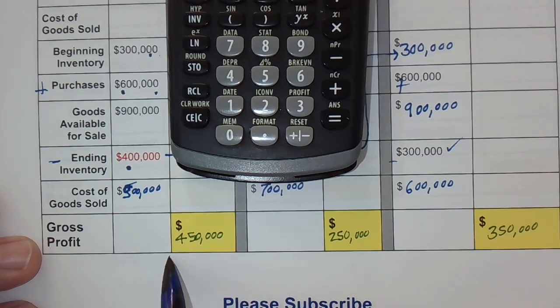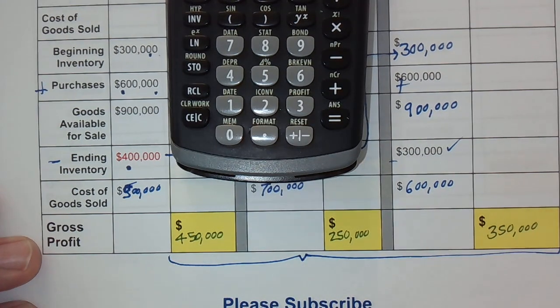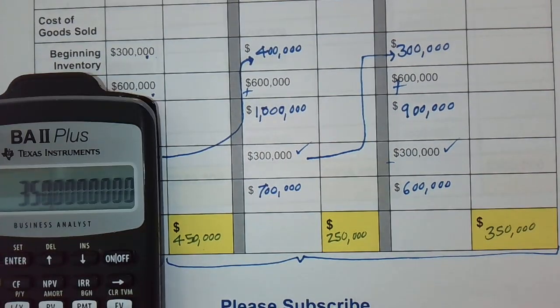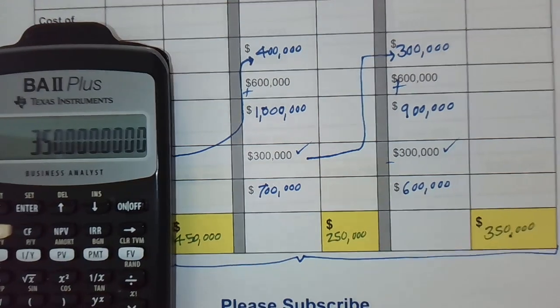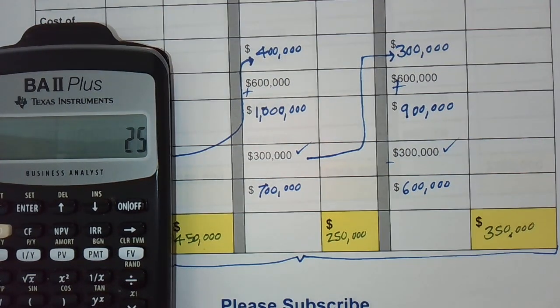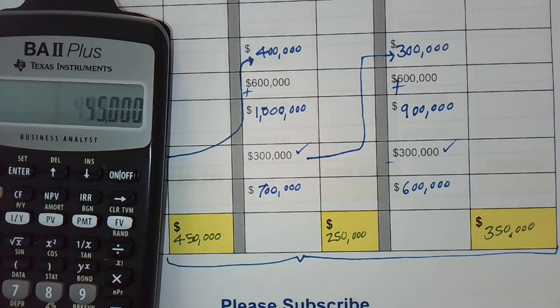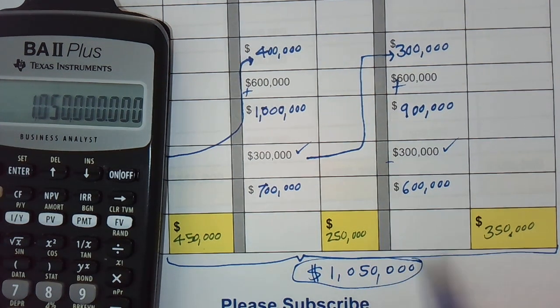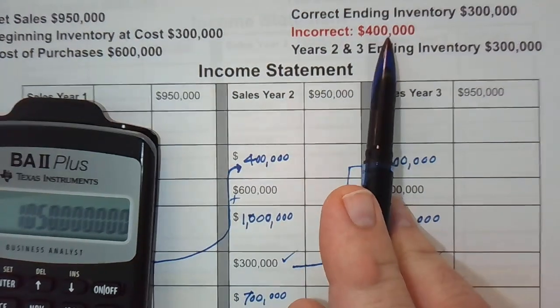What I want to do is see how this worked out for the 3 years. So I'm going to add up the 3 years of profit. I have the 350,000, I'm going to add to that our 250,000 from year 2, and I'm going to add to that our 450,000 from year 1, and we have a total gross profit for 3 years of $1,050,000. I want us to keep that in mind because that's the 3-year total with the incorrect ending inventory the first year.